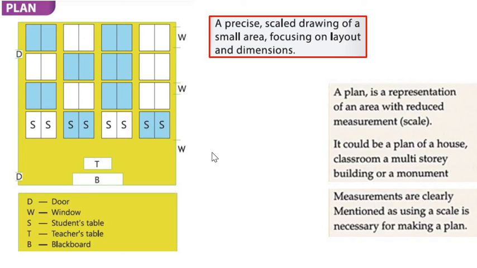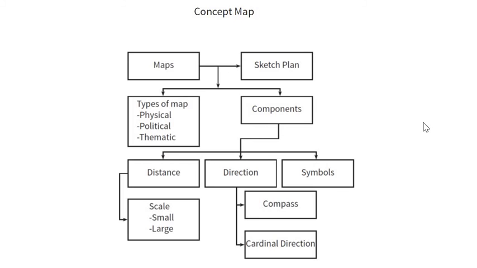Okay, so overall we have covered, and we have now come to the last part of this first talk on the first chapter. And this is the concept map. So we started our discussion on map, then we talked about sketch, plan, and various types of map: physical, political, thematic. The three components of a map: we have talked about distance, direction and symbol. Again, regarding distance, we have talked about small and large scale maps. Again, we have talked about compass, cardinal directions and so on.